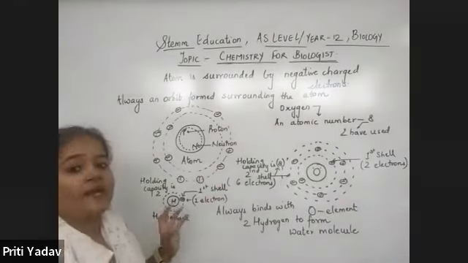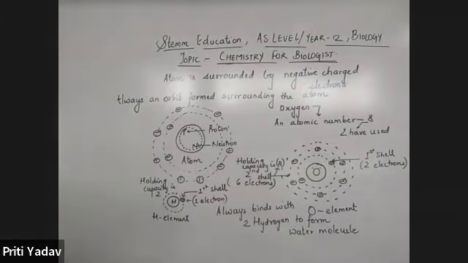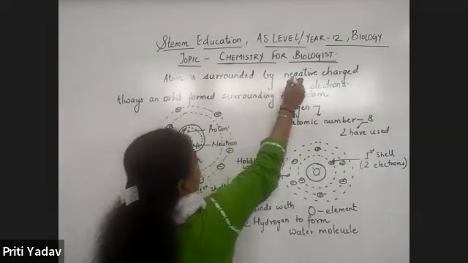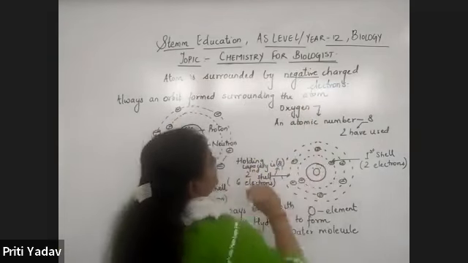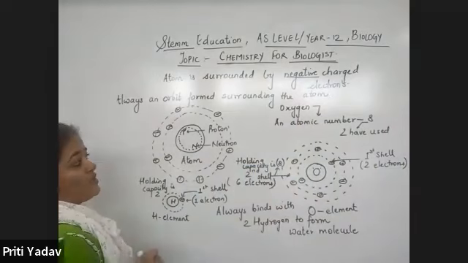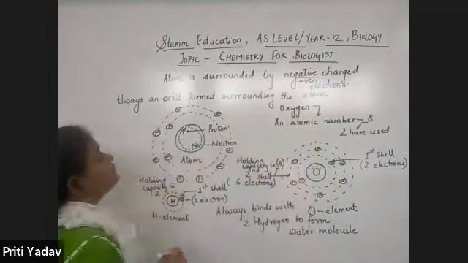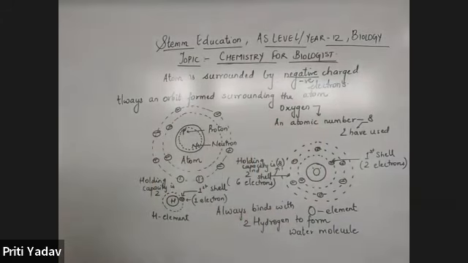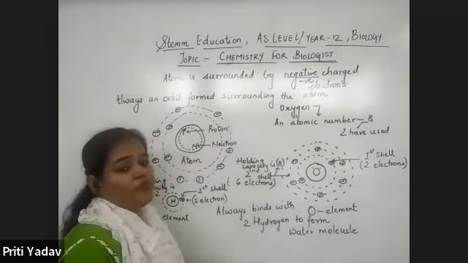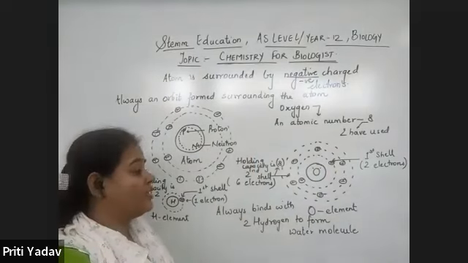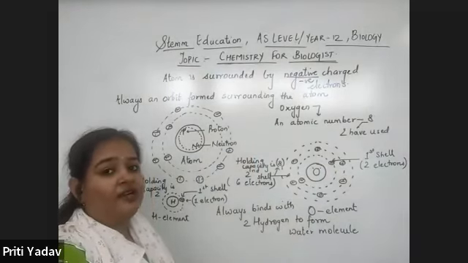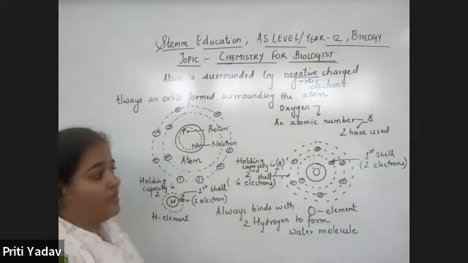So now what exactly happens? Again, repeating the same thing, the atom is surrounded by negative charge electrons. Negative charge electrons, okay? So they always have an orbit, because if the electrons are not being shared, definitely there will be no bond formed between them, okay?